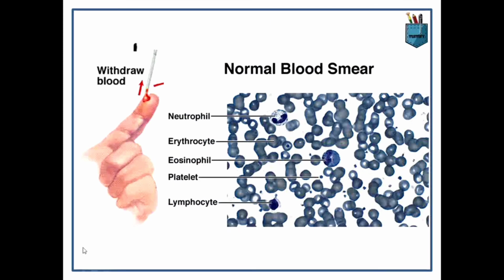So this is how a normal blood smear looks like. When you take your blood on a slide and observe it under a microscope, it will just look like this. So you can see the neutrophils here. These are the neutrophils. Then these are the erythrocytes. As you can see, these are all the erythrocytes that can be found in just a drop of blood. So this is how it is calculated.